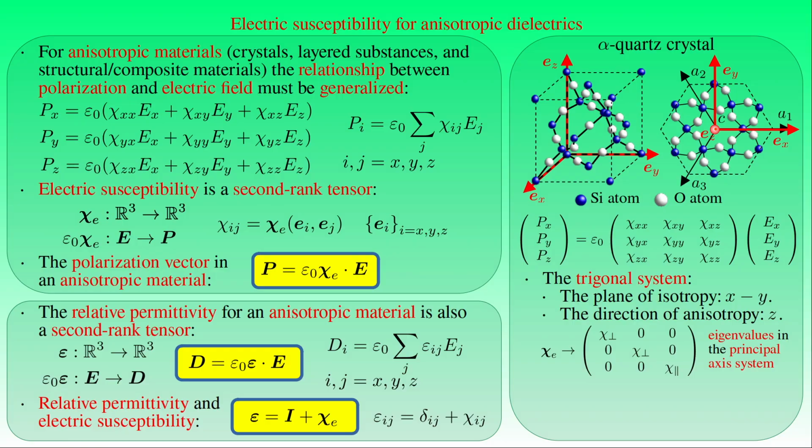We can also diagonalize the matrix representing the relative permittivity tensor of the alpha quartz crystal in its trigonal system, and use the eigenvalues epsilon perp and epsilon parallel in calculations.